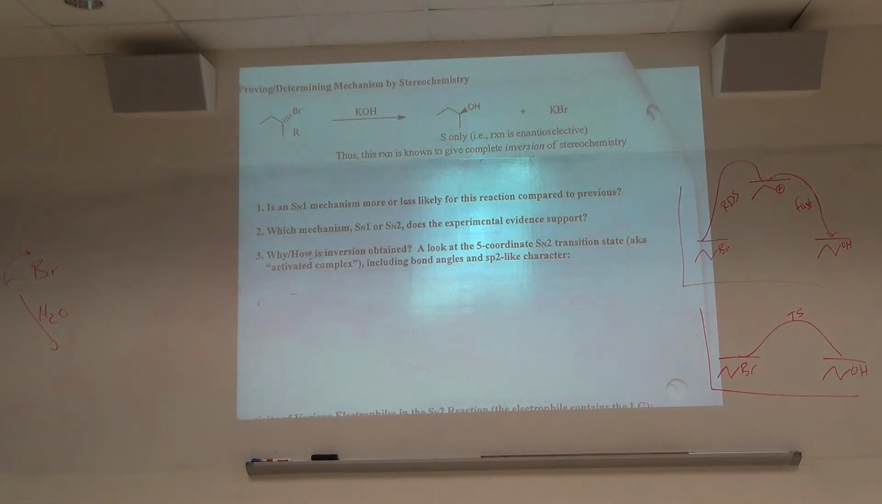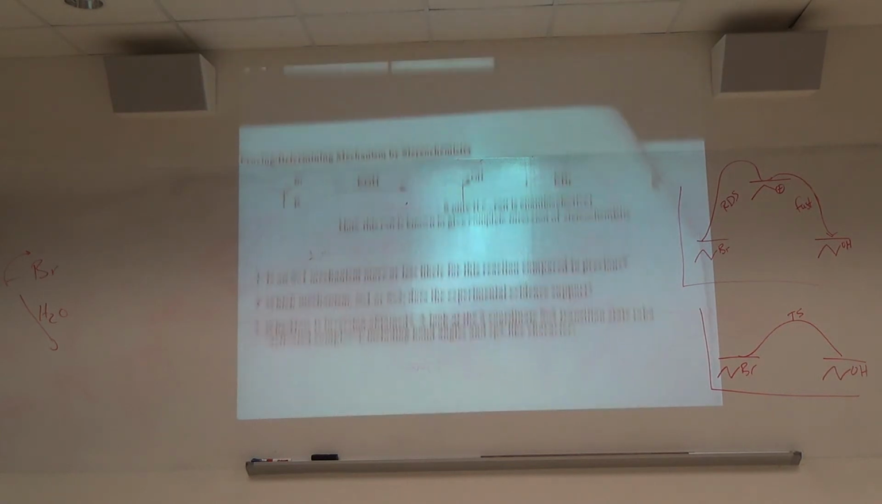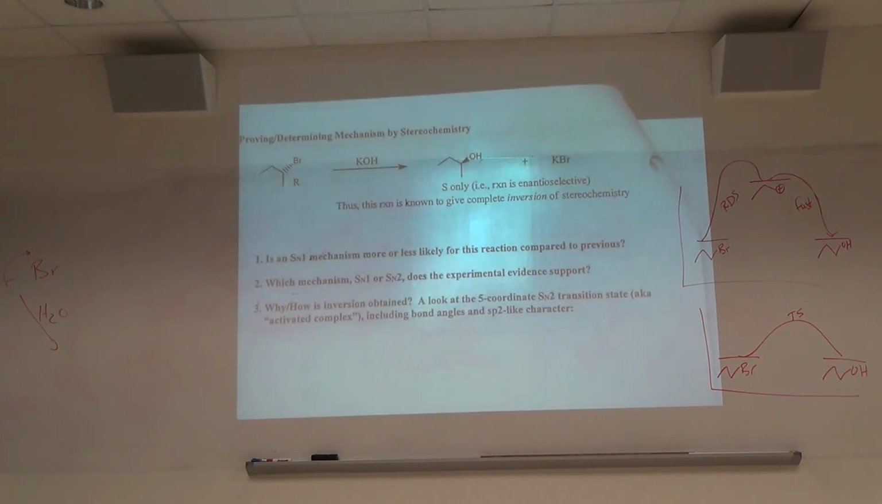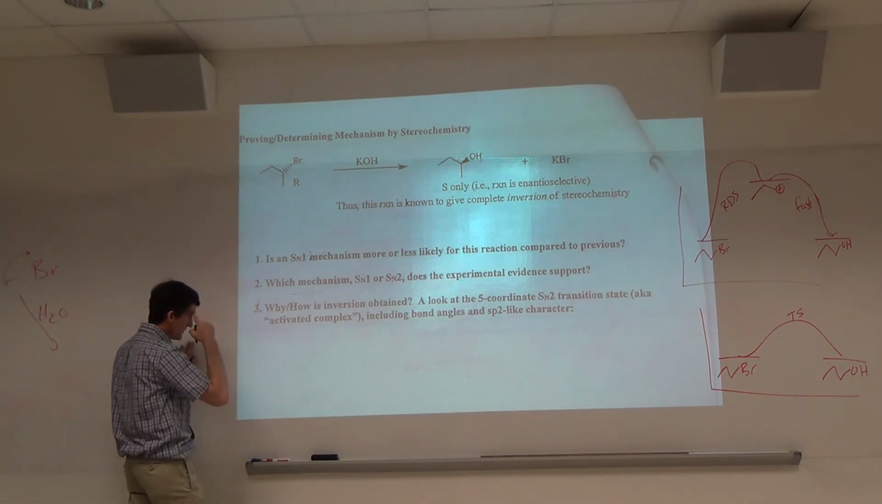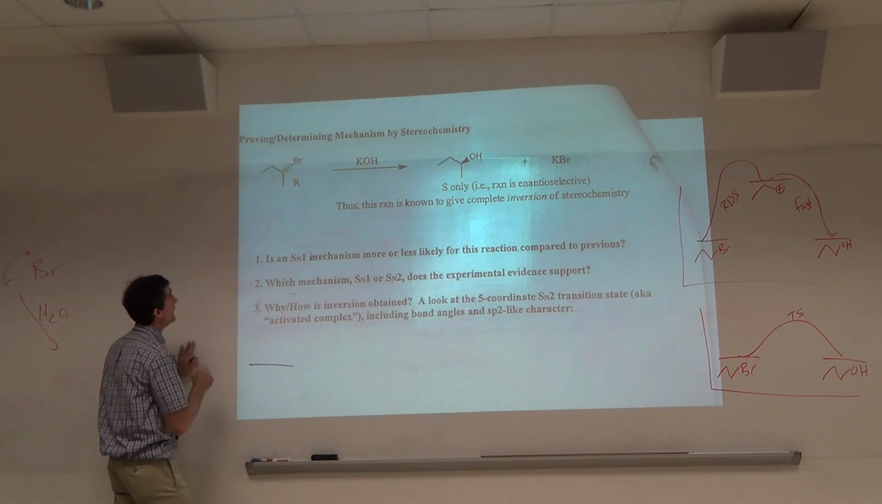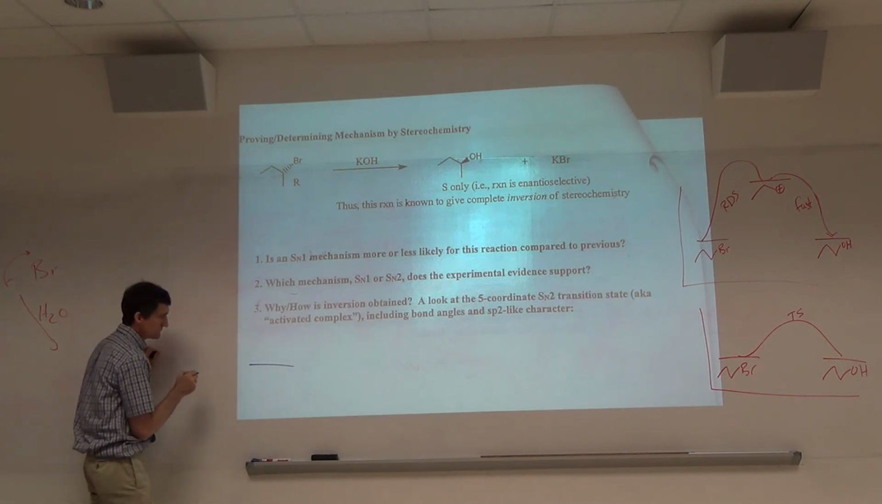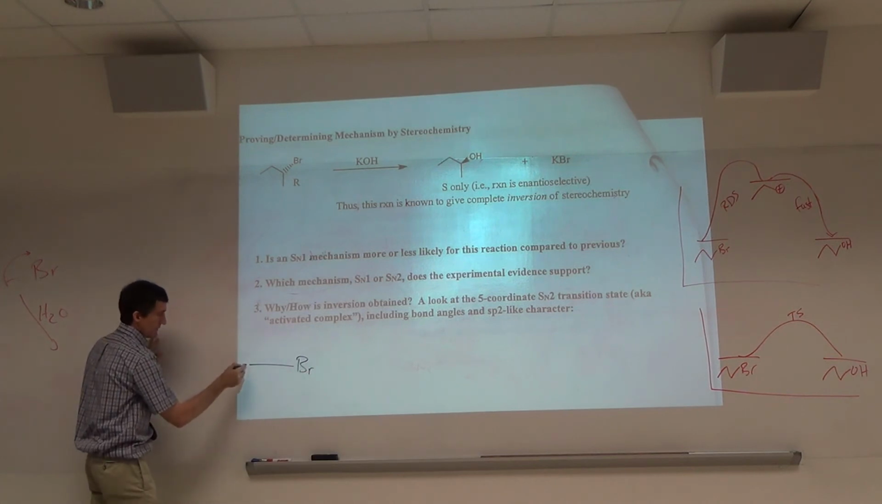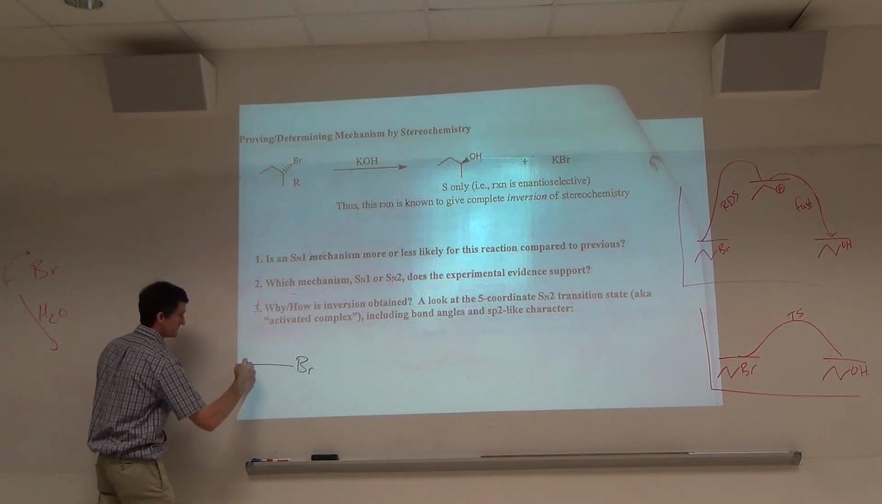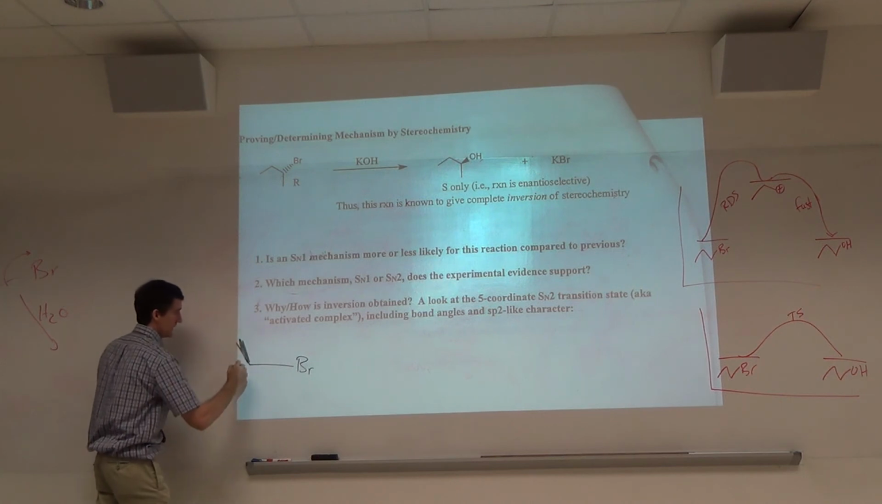Thought I added this in. Now, I have to think about how to draw this so we can see it. I want the bromine in the plane. The carbon has an ethyl and a methyl. Let's do this. There's a methyl and there's an ethyl.